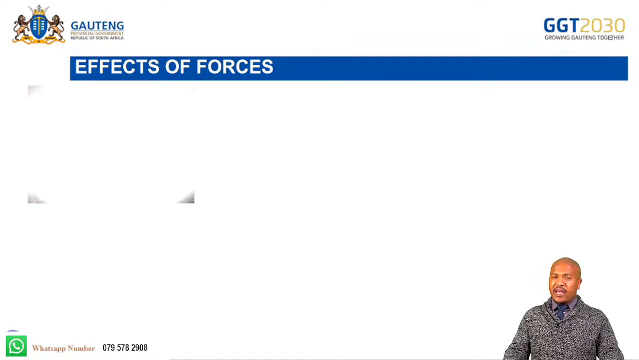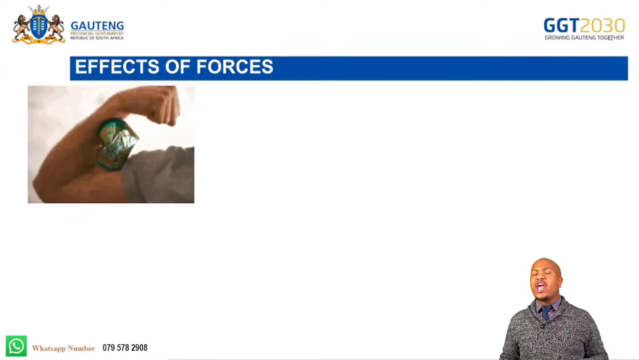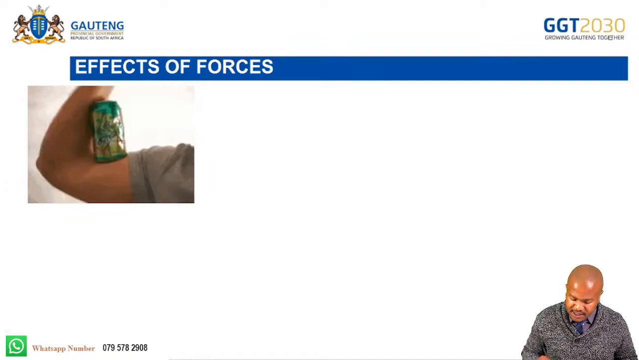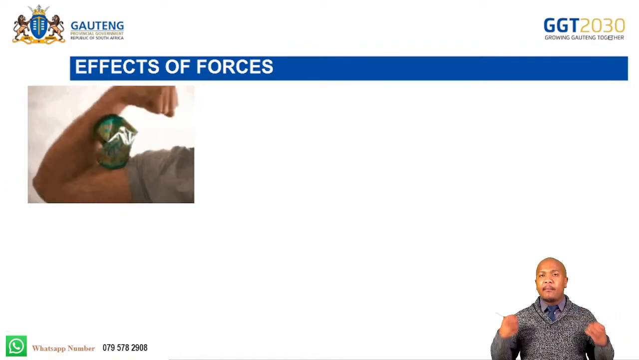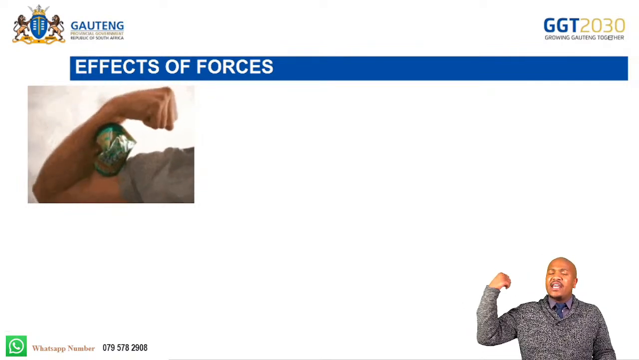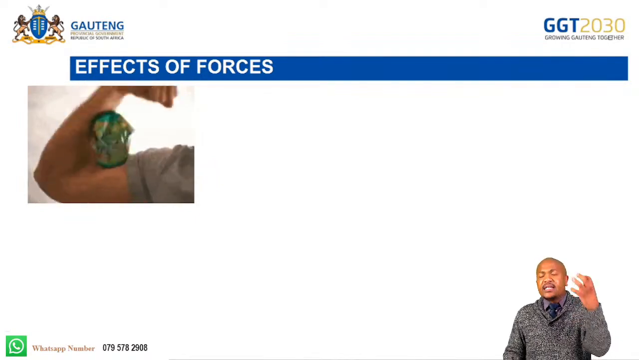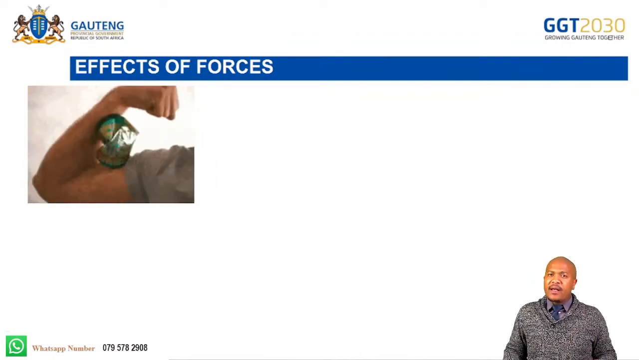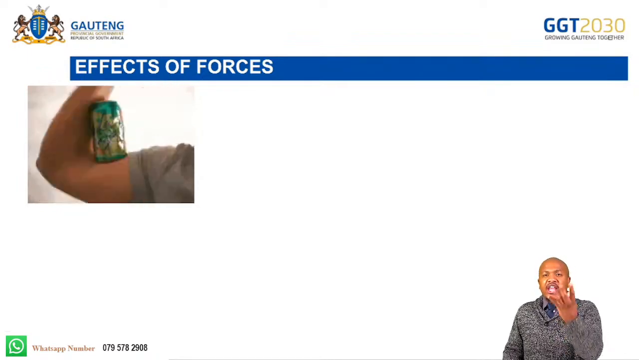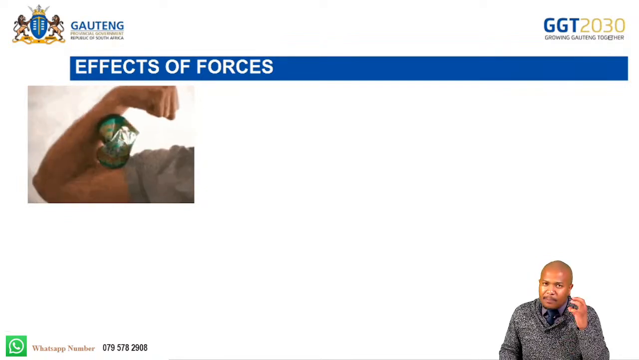So let's look at some of the examples here. We said that force can change the shape of an object. Look at this person here. He is using his muscles to flex on this can. So he's applying force as he is pushing inwards. As he is applying his force, what happens to the can? It starts to become squashed, changing its original shape. This is because of the force applied to it.